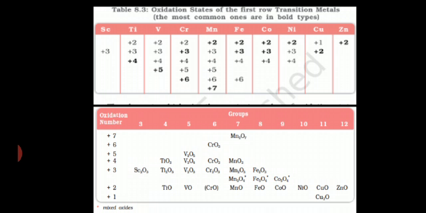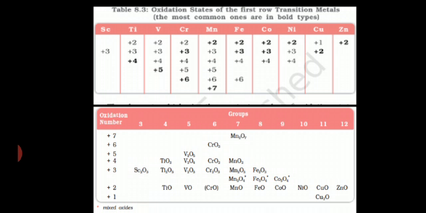Transition metals also form compounds in low oxidation states such as +1 and 0. For example, the oxidation state of nickel in nickel tetracarbonyl, Ni(CO)4, is 0. You have studied this in coordination compounds. CO is a neutral ligand, so nickel has 0 oxidation state.